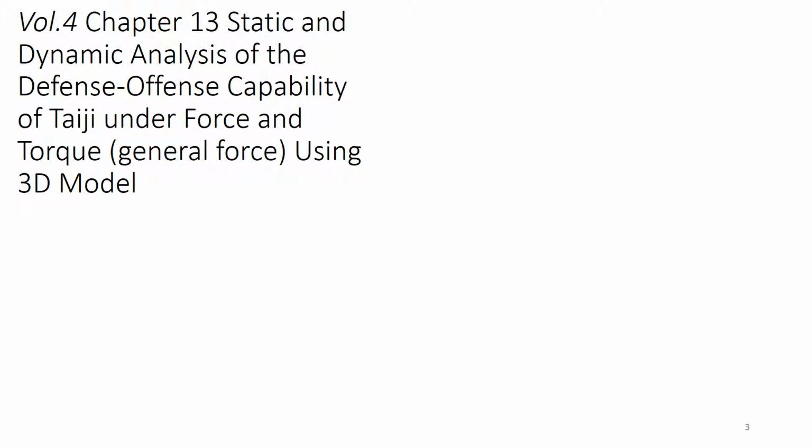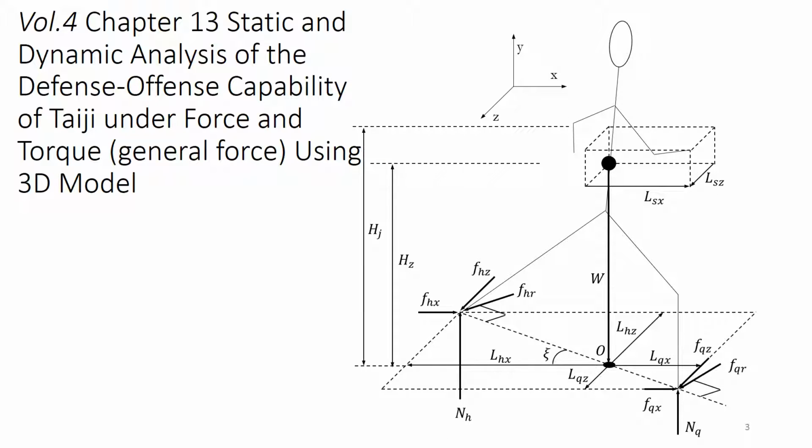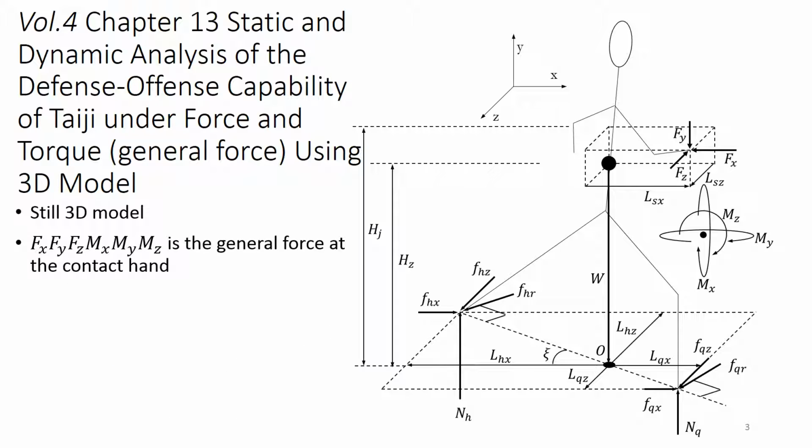Chapter 13, Static and Dynamic Analysis of the Defense-Offense Capability of Taiji under Force and Torque using 3D Model. Still 3D Model. Fx, Fy, Fz, Mx, My, Mz is the general force at the contact hand.